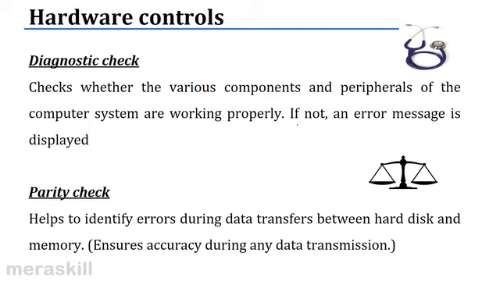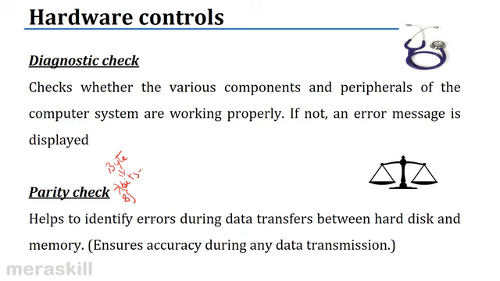Then there is a parity check. Parity check may be a bit difficult to understand unless you have some background, some knowledge about IT. But basically, when you talk of a parity check, a byte is a memory unit, right? This byte is a memory unit and byte is made up of bits. These bits may be 7-bit or 8 bits, correct? Now, what does a parity check do?